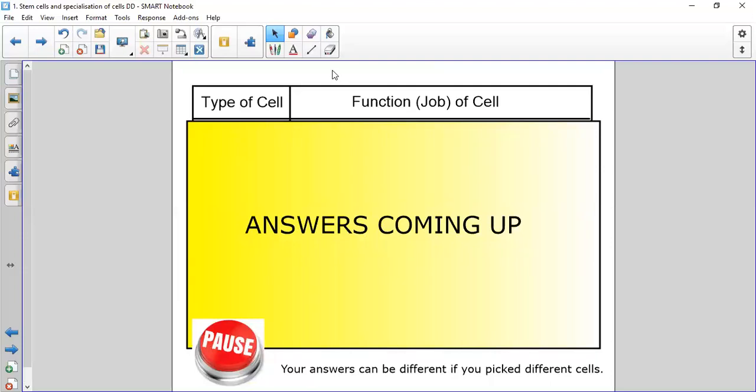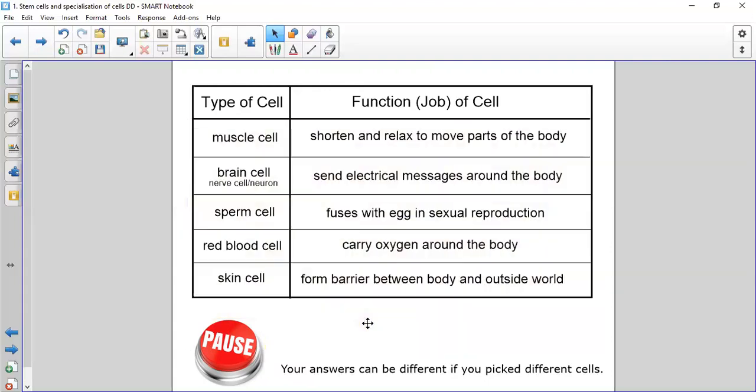If you've got this far without any help, then you're probably ready for your answers. So we've got the type of cell as one heading and the function or the job of the cell as the other. If you want to keep trying a little bit more on your own, then pause it now. If not, here are answers that are from the previous slides. You might have done this on your own and picked other cells, that's absolutely fine. But if you went with the cells that were on the previous slides, then we've got muscle cell. So the job of a muscle cell is to shorten and then relax, or contract and relax to help move parts of the body.